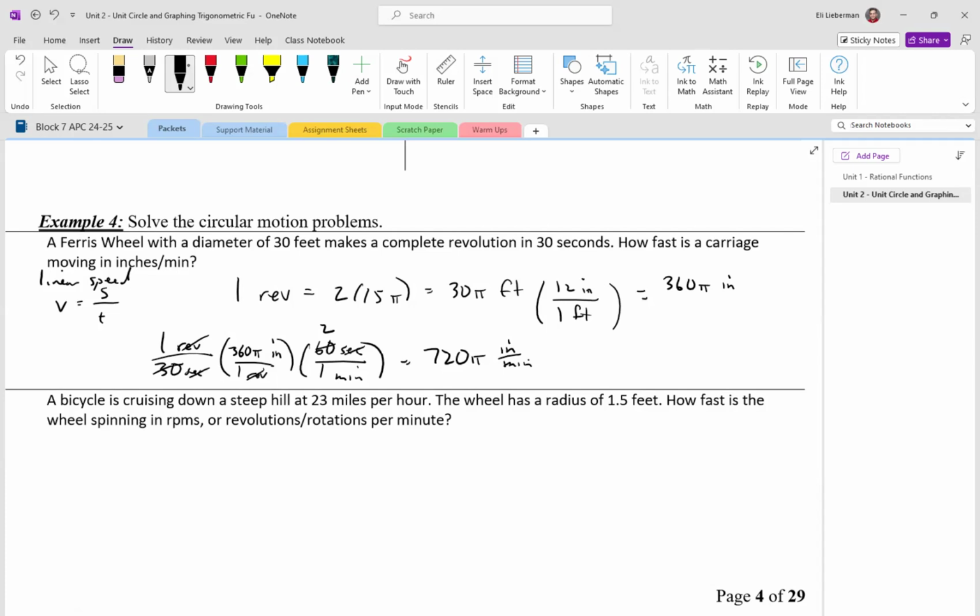720 pi is approximately, I don't have a calculator. It's over 1,000. Over 2,000. What is it? 2,000... 60.8. Thank you. Inches per minute. And notice I made an approximation.